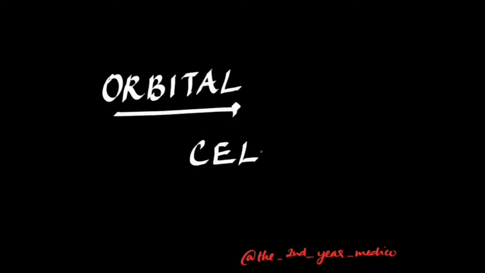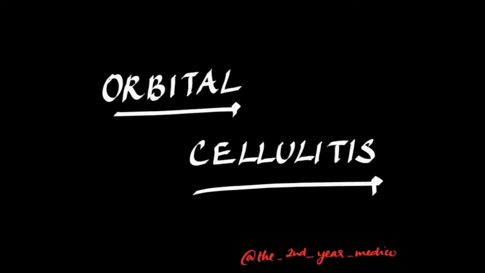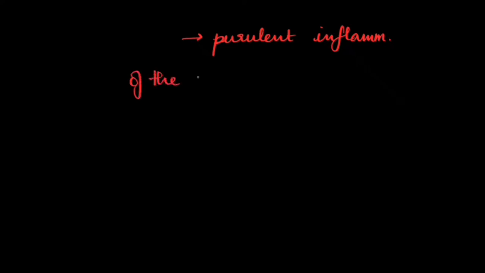Hello everyone. In this video we are going to see about orbital cellulitis. The name itself is self-explanatory. Orbital cellulitis: itis means inflammation of the cellular components of the orbit. So it is a purulent inflammation of the cellular tissues of the orbit.